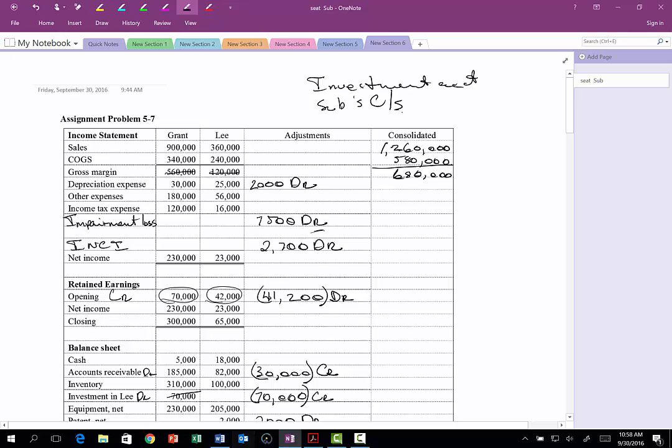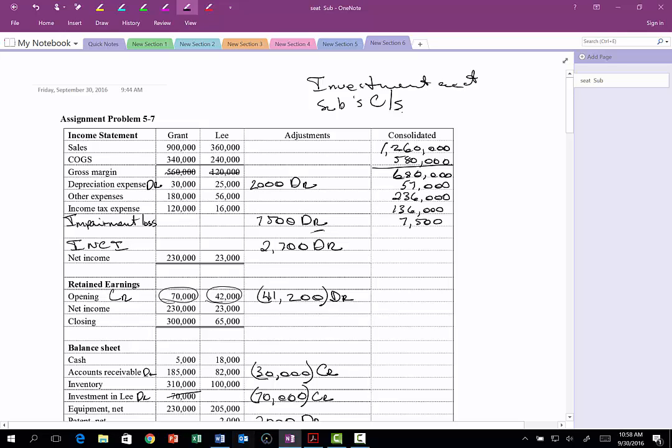Next, we have our depreciation expense. Remember, depreciation, it's an expense, so it's a debit. So we have $30,000 plus $25,000 plus $2,000. That's going to give us total depreciation expense of $57,000. Other expenses, no adjustments to that, $236,000. Income tax expense, no adjustments to that, $136,000. And finally, our impairment loss is $7,500.